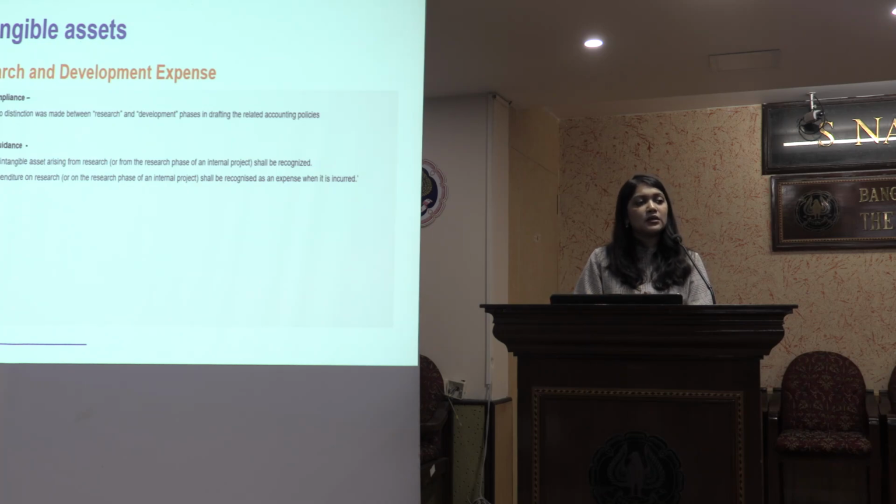And as per the standard, it is very clear that you have to have a bifurcation, you have to have indicators showing what was your research phase, where you were just researching an idea, and what is the development phase. In the development phase, you can corroborate the reliability of that idea, you can show what the future business plan will be, how you are going to earn revenue and all those things. So only the expenditure in the development phase can be capitalized as an intangible asset, and any expenditure in the research phase has to be taken directly to the statement of profit and loss.